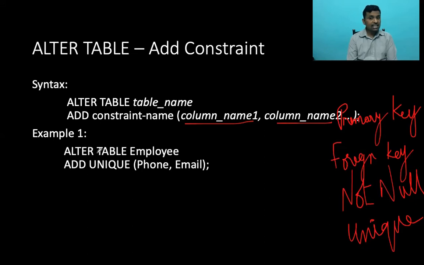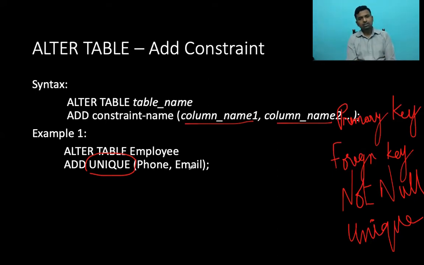Now here I say alter table name, add unique, right? So as I said already, your phone number and email ID must be unique. Just say alter table followed by the table name. Here my table name is employee, and I say add unique followed by the phone number and email address. Both things to be unique. I cannot have any repetition in that, right? That is very important, right?